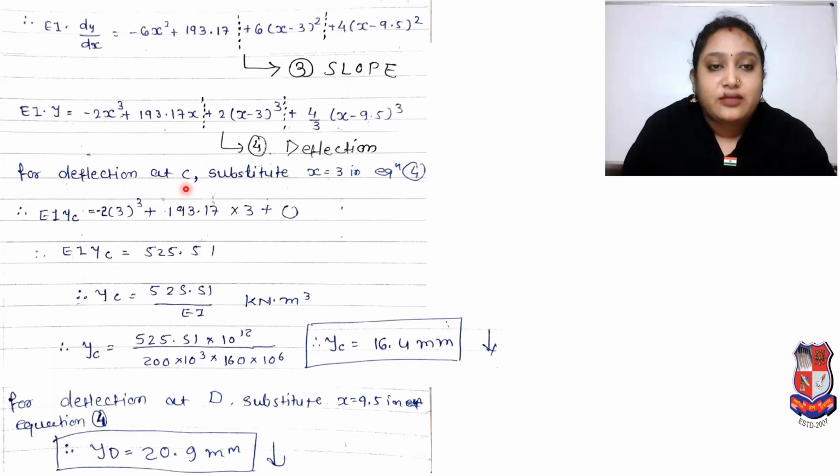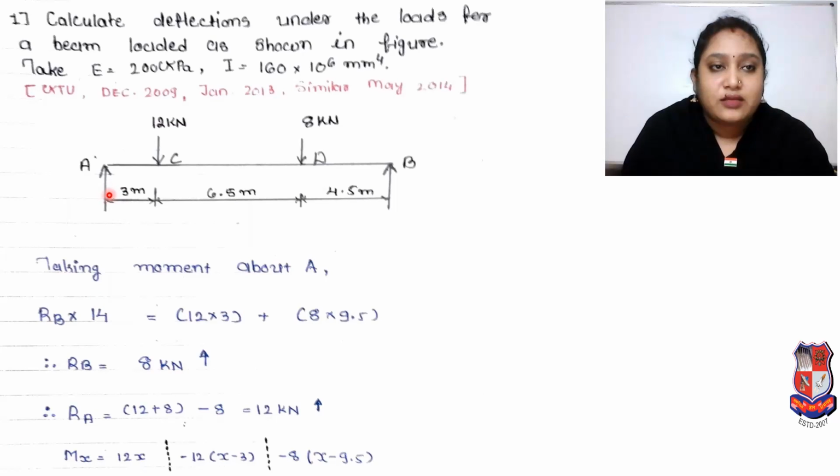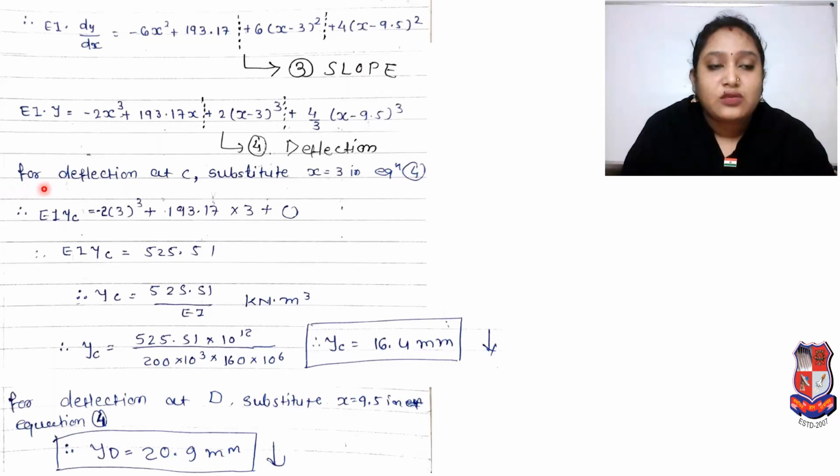Now for deflection at C, substitute x is equal to 3 in equation number 4. You just have to go with your problem figure. You can see that we calculate deflection under the load. Here the 3 meter distance is there, and if we go further, then the 9.5 distance will be there. That's why we considered x is equal to 3. So for deflection at C, substitute x is equal to 3 in equation 4. So EIy.